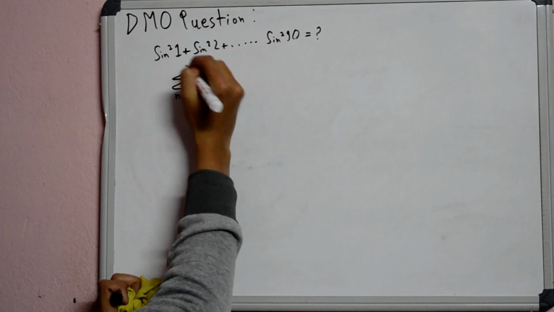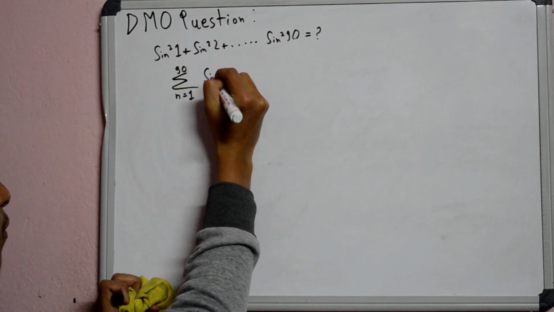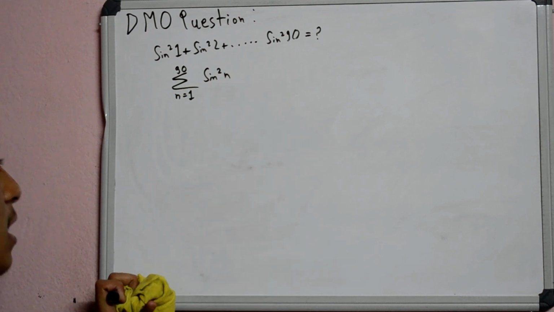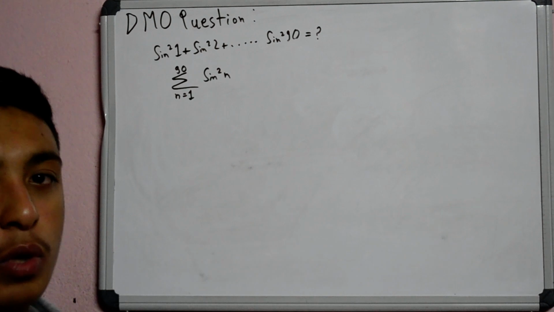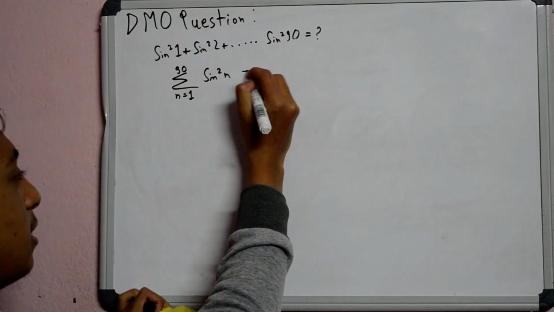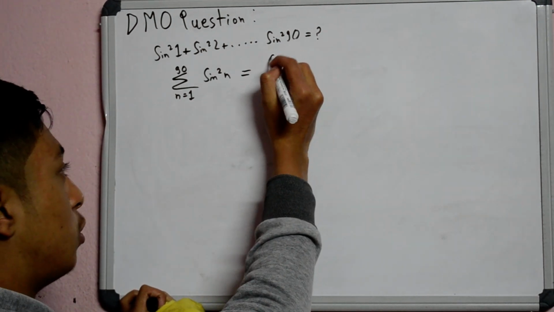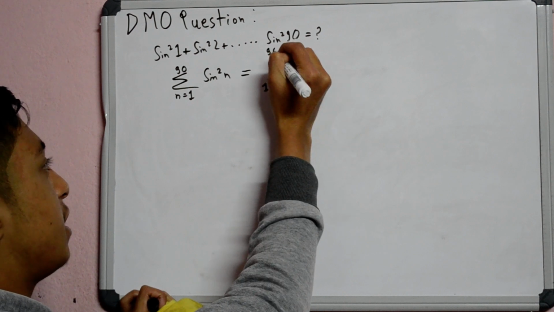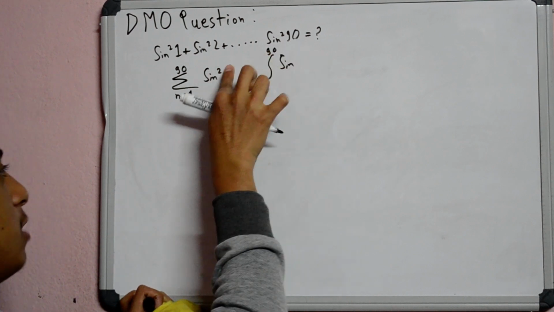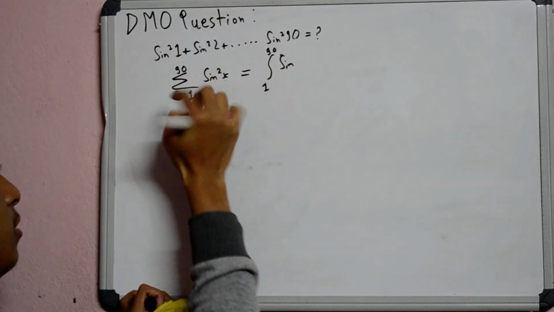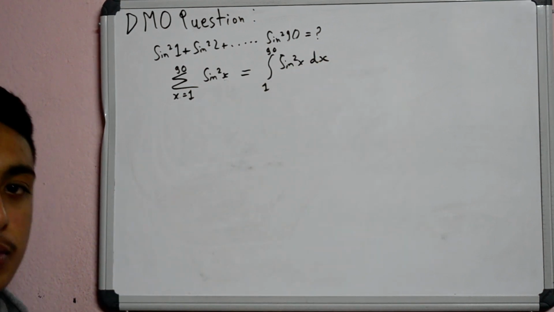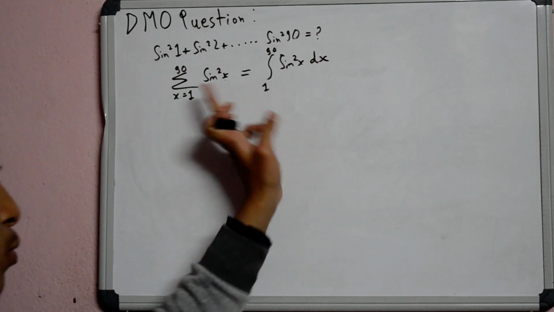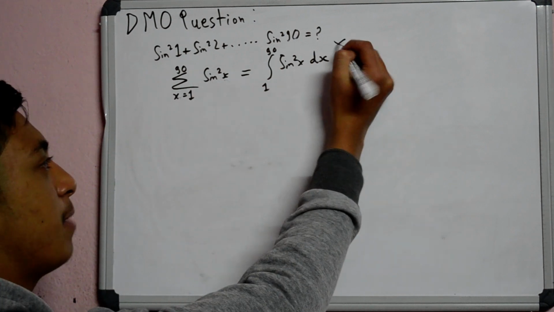N goes from 1 to 90 of sine square of n. Now this part is not wrong, but the next part, what I did was wrong. So I made this equal to the integration going from 1 to 90 of sine square, let me use x because it will be easier, sine square x dx. Now, you cannot actually do this step. This step is already wrong.